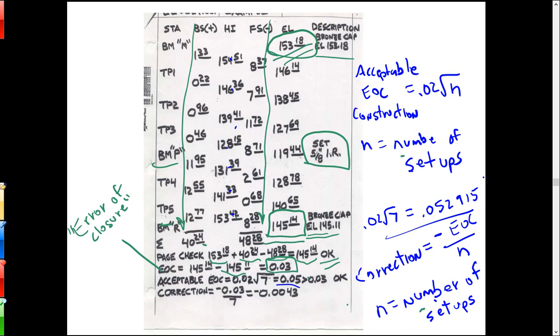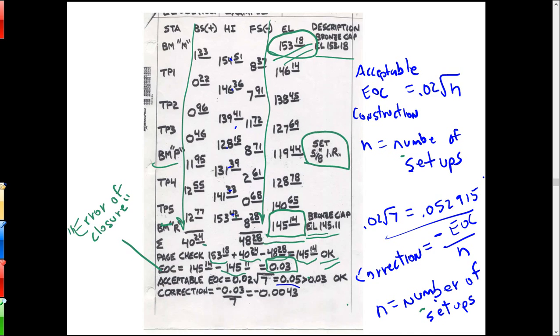So this is a real common theme on control surveys. You figure out how much error you got. That's called your error of closure. You determine if it's acceptable or not. And then you do a correction, a mathematical correction to make your data perfect. Your field data is pretty much never perfect. But what you do with it mathematically makes it perfect. If you're within acceptable errors to begin with, then you kind of have the right to do that.